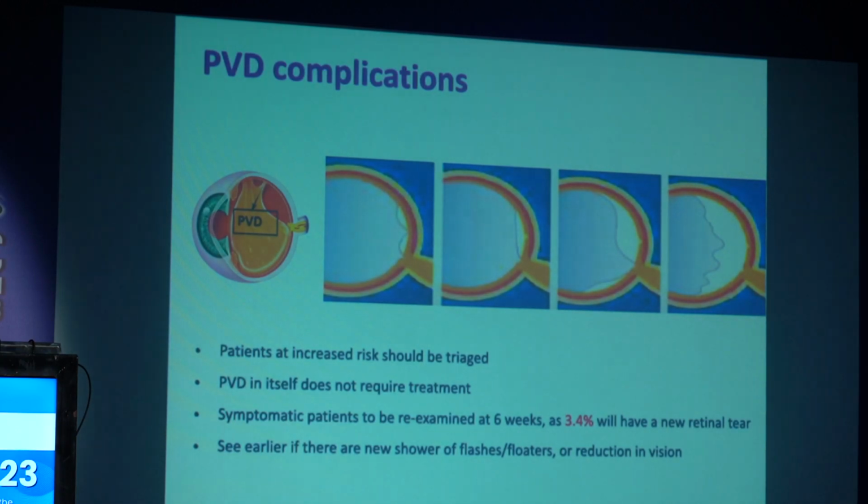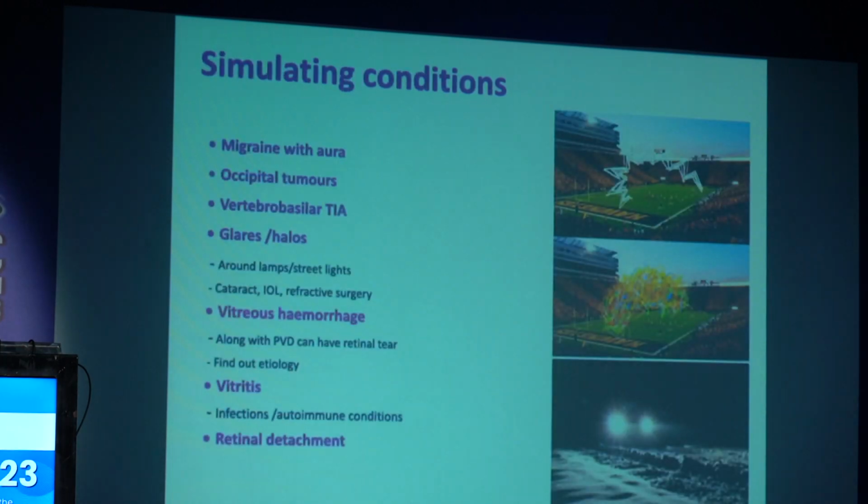These patients can be triaged depending upon the symptoms. Symptomatic patients should be re-examined, because there is a possibility of retinal tear in 3.5% of patients, and you can see this patient earlier, be it a VIP patient or a normal patient. These are the simulating conditions where we can have flashes: migraine, occipital tumors, and TIAs have been shown to have these symptoms. Glares and halos can occur after cataract surgery and sometimes after refractive surgery.